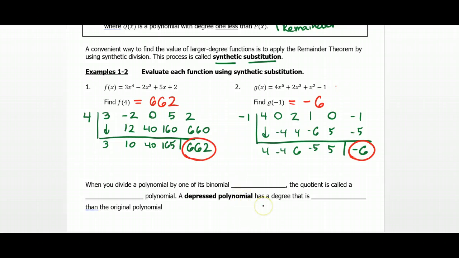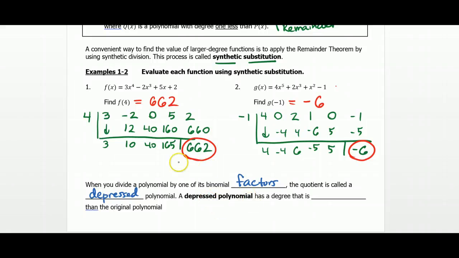Okay, this moves us on into a little bit more vocabulary here. When you divide a polynomial by one of its binomial factors, which is what we do when we do synthetic division, the quotient is what we call a depressed polynomial. Okay, it's not depressed because it's sad. It's depressed, meaning that it's a little bit shorter than the original polynomial.